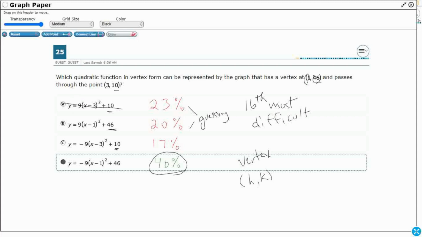Now we can eliminate A and C because I've got the vertex. Now the question is whether my coefficient is 9 or negative 9. We still have to calculate for that, but it would have been much better if we recognized that the vertex is given to us in (h, k) form. So that's number 25. Let's see what number 26 looks like.